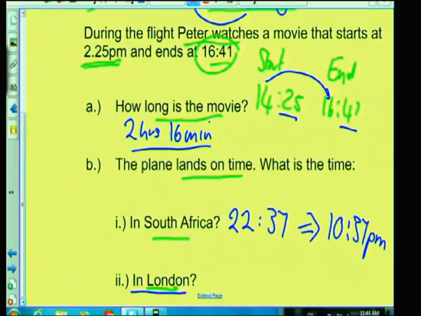as the difference. Now, if they asked us, what's the time in London? That was the next part of the question. There are different ways of doing it. What we could do is add the flight time to the given time that it was in London at the start of the flight.